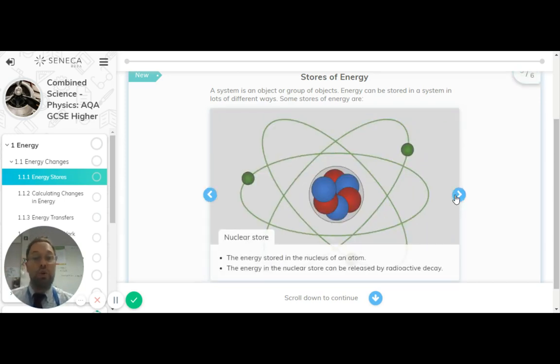The next one we've got is a nucleus store. Obviously, this is a really useful thing. We use this in nuclear power stations to generate our electricity, but the nucleus of atoms have got a lot of energy stored up inside of them, as is demonstrated by nuclear bombs, and when you split those nuclei apart, you're releasing that energy there.